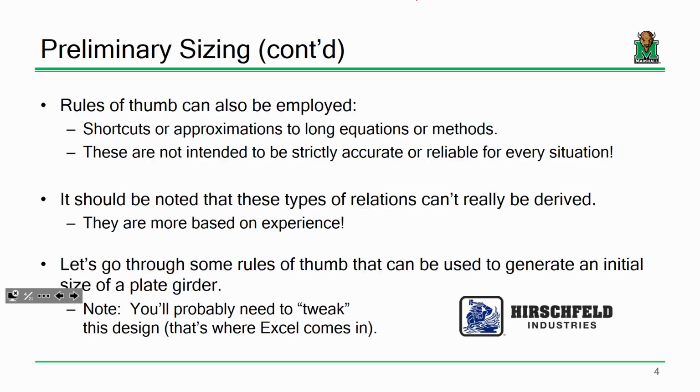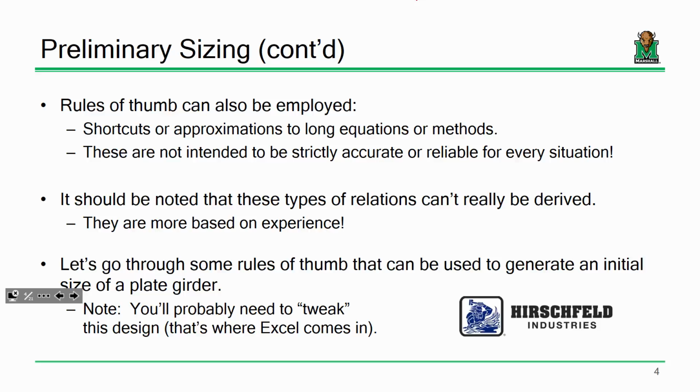Now, let me be clear, okay? Rules of thumb are approximations. They're shortcuts. They're tricks, okay? This is not the final answer, okay? So that's really important. I'm going to get you a starting size for your girder, but it's not the final answer. Another point about these rules of thumb, a lot of them can't really be derived. You can't set up some big differential equation and solve for x and get these limits. That's not what they are, okay? They're based on experience. They're based off of designing hundreds of bridges, and here's what works, here's what doesn't, okay?